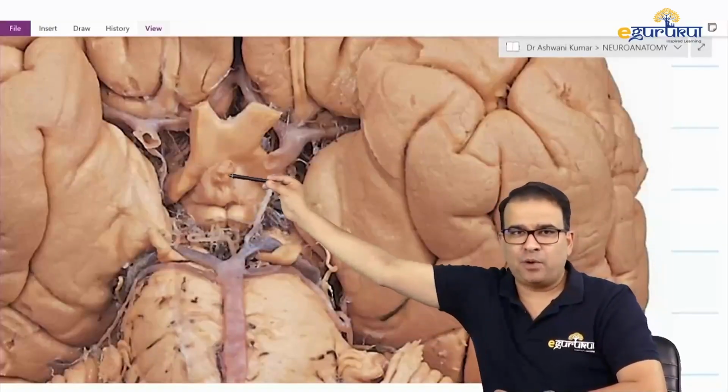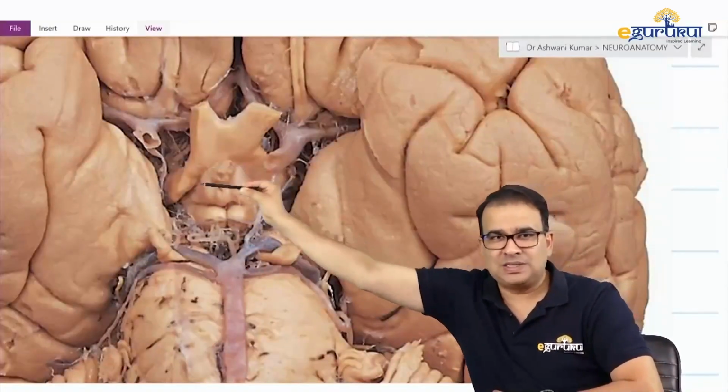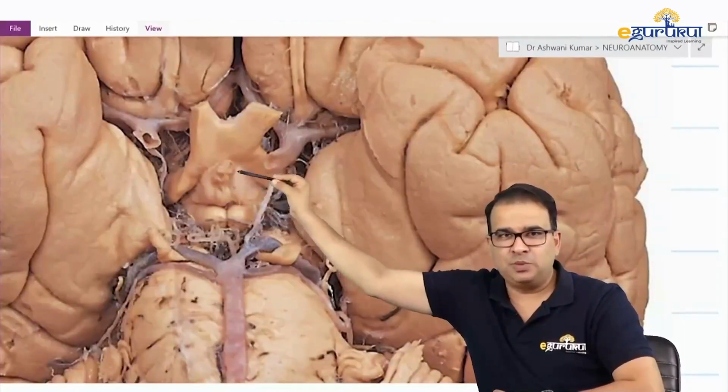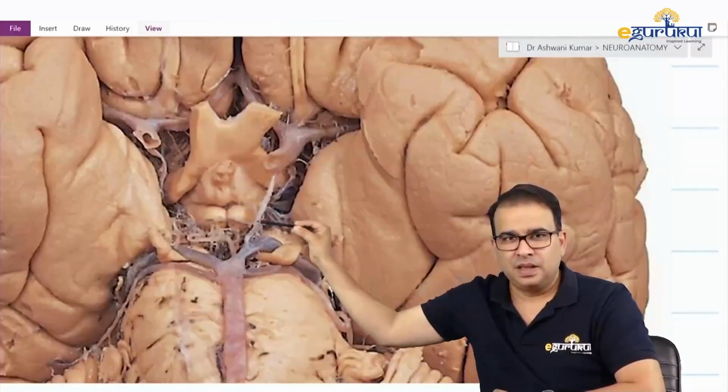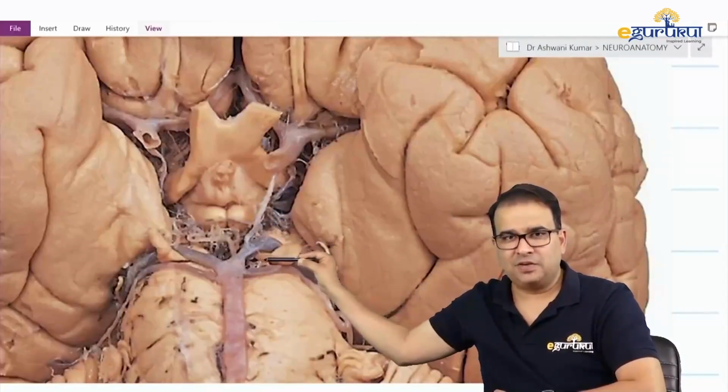Content wise, look at that where I'm pointing. This is the infundibulum and tuber cinereum. Look at this. This is the infundibulum and tuber cinereum. You can see those two mammillary bodies. Third nerve. Can you see the third nerve over there? That's the third nerve coming out here.